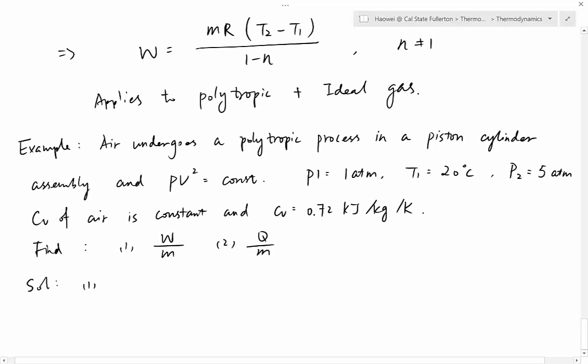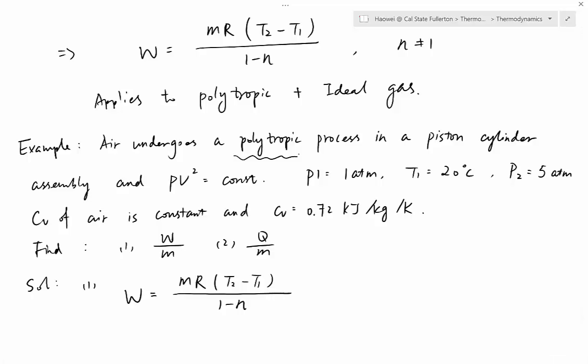So we're going to use the equation we just derived earlier, which is work equal to mR times (T2 minus T1) divided by (1 minus n). To use this equation, you have to satisfy two requirements. The first one is polytropic. Yes, this process is polytropic. The second requirement is it has to be ideal gas. And for air, we can always assume it's ideal gas.